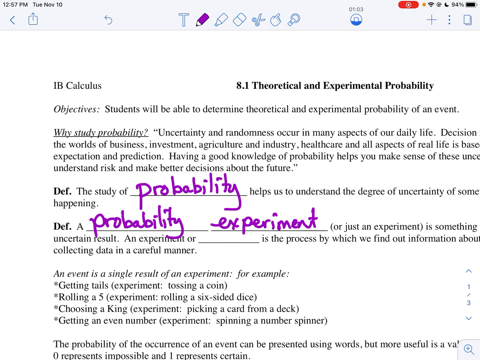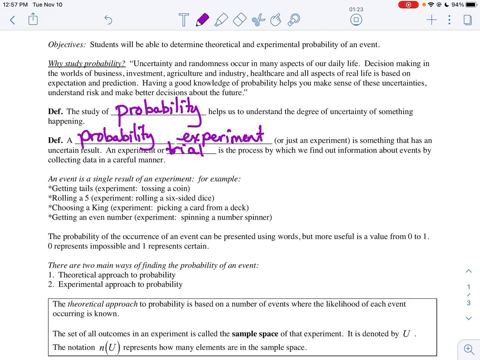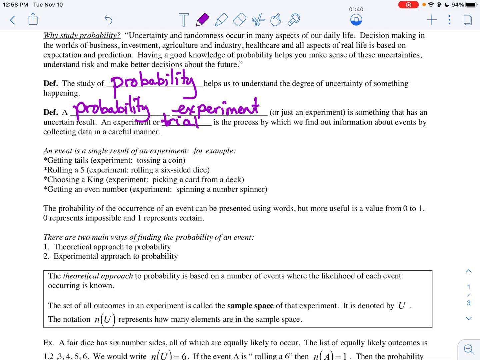A probability experiment, or just an experiment, is something that has an uncertain result. An experiment or trial is the process by which we find out information about events by collecting data in a careful manner. An event is a single result of an experiment. So getting a tail, the experiment would be tossing a coin. Rolling a 5, the experiment would be rolling a 6-sided die. Choosing a king, the experiment would be picking a card from a standard deck of cards. Getting an even number, the experiment could be spinning a number spinner.